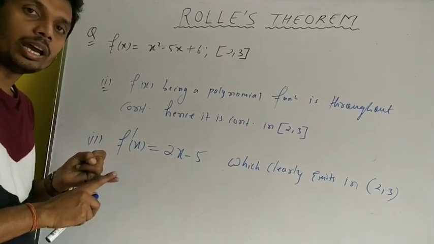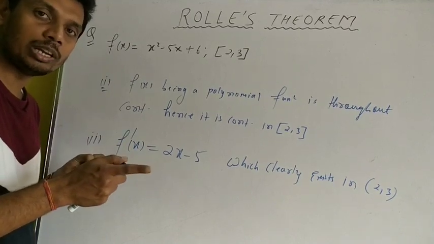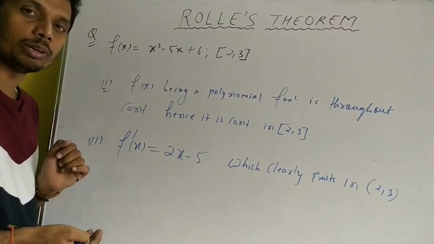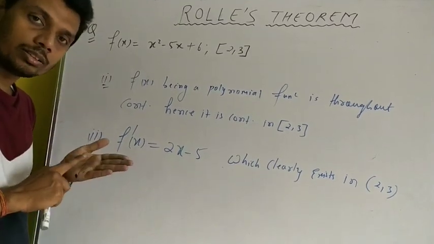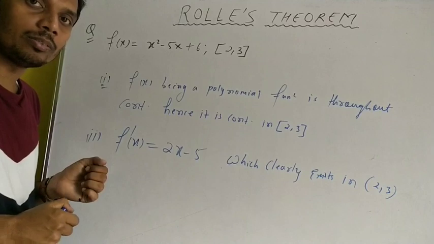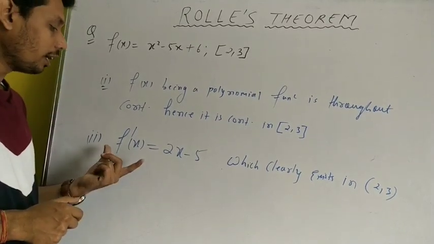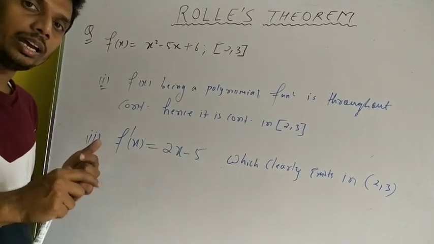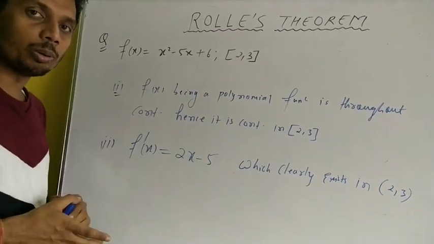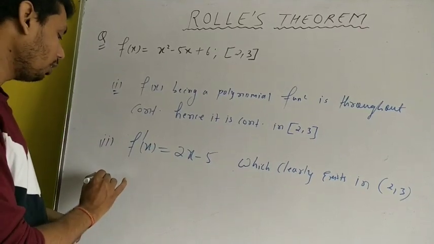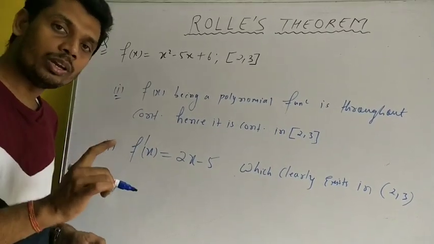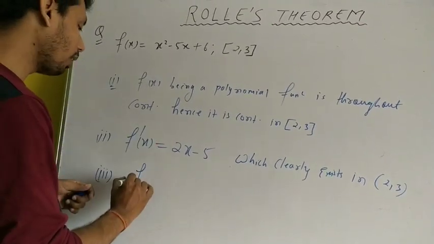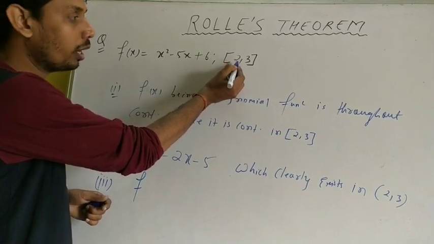The first part: f(x) should be continuous in the closed interval a comma b, and what we are seeing here is that this is a continuous function in the closed interval 2, 3. At the same time, f(x) should be differentiable in the open interval a comma b. What we are seeing here is that f dash x clearly exists in the open interval 2, 3, hence it is differentiable in the open interval 2, 3. Now the third point which we have discussed, that f(a) and f(b) should be equal to each other. Now determine the value of f(a). What is a? 2, and what is b? 3.